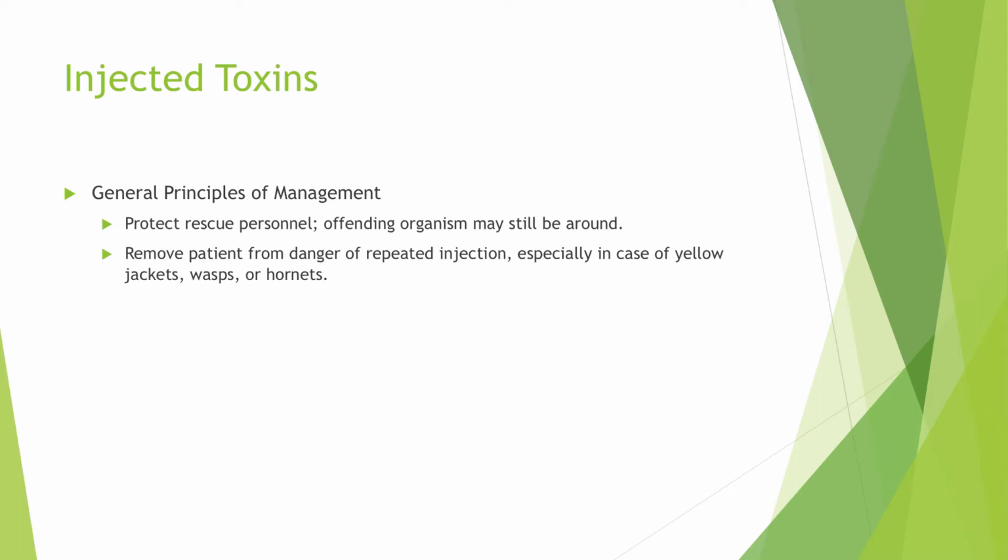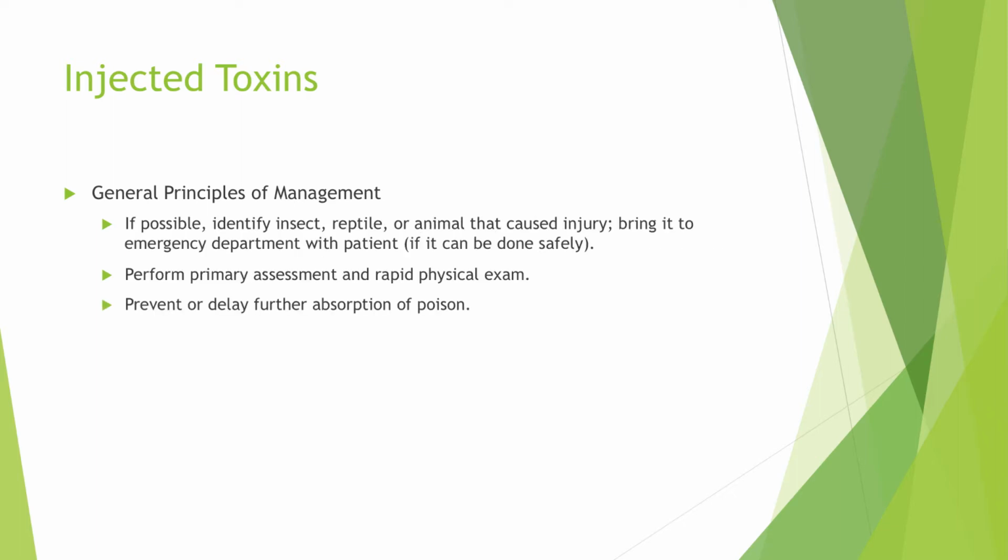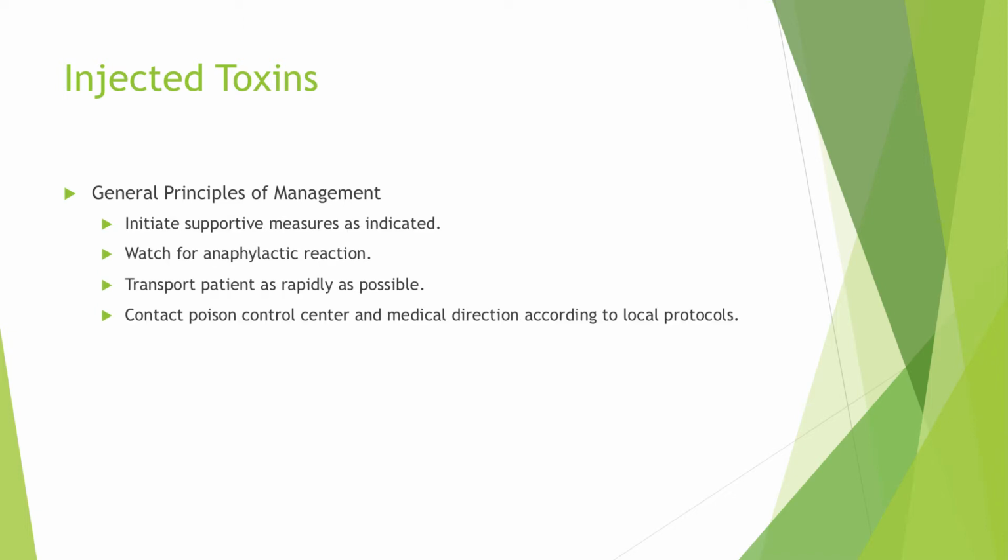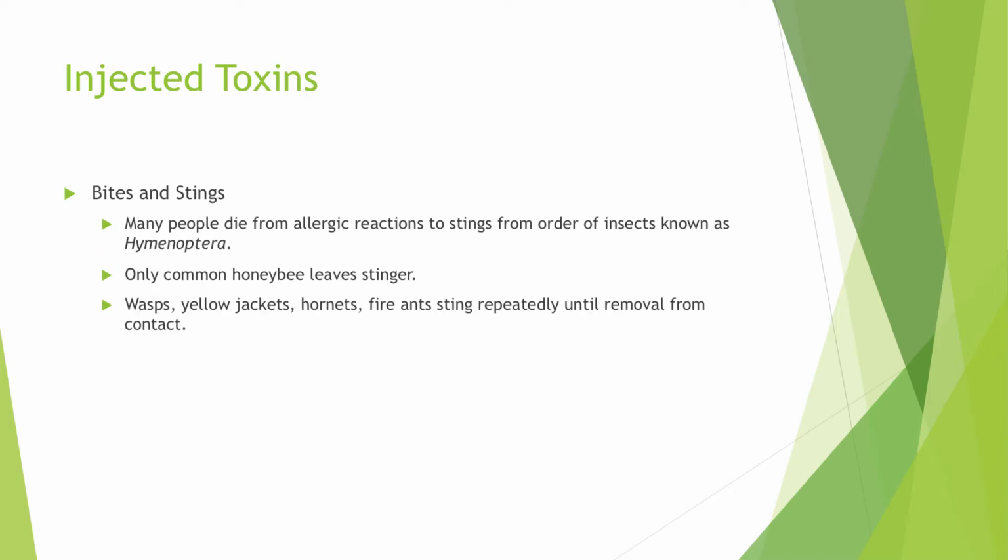Injected toxins: protect yourself first. Make sure you don't walk into the den or wherever you're going to be pulling somebody out of. Identify the insect or reptile or animal causing it, hopefully, if you can. If you can bring it to the emergency room, I'm thinking probably not, I'm not bringing that in, but maybe you can call some of the local animal agencies and they might be able to do this for you. Do your primary assessment and rapid physical exam, and prevent or delay any further absorption of the poison. Give them supportive measures, treat the anaphylaxis if there's any of that, and transport as rapidly as possible to the control center, following local protocols.